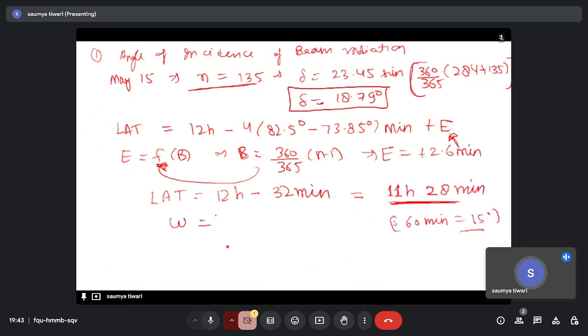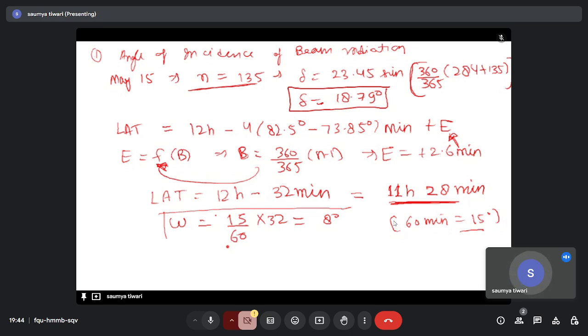From 12 o'clock, this time difference will be 32 minutes, so we will calculate with respect to 32 minutes. It will be 15 by 60 for 1 minute, and for 32 minutes this value will be 8 degree. So this will be your hour angle. We have calculated the declination angle, we have calculated the hour angle. Now we know the cos theta value, so we can already calculate cos theta.